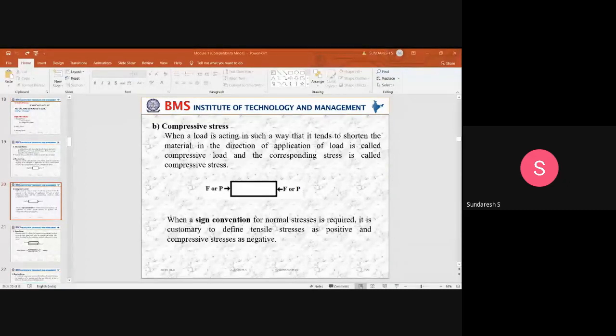Definition of a normal stress, tensile stress, compressive stress, and the effect of those normal stresses.